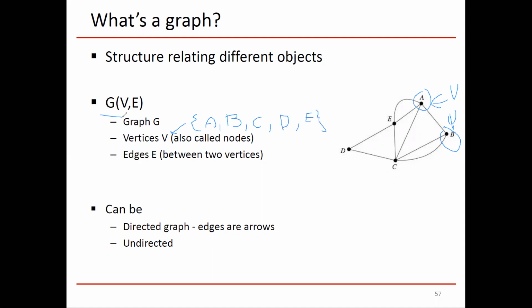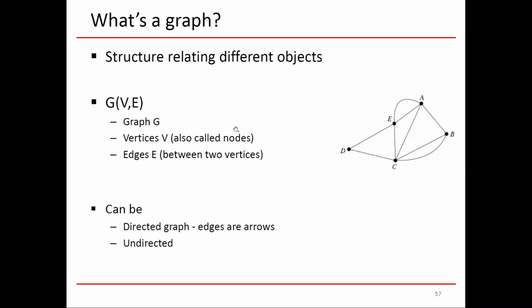And the graph G, in addition to containing V, the set of vertices, nodes, it also contains E, the set of edges, and an edge connects between two vertices. Now this could be a directed graph, meaning that edges are arrows, and it could also be an undirected graph, such as this example, where an edge you would think of as bidirectional.